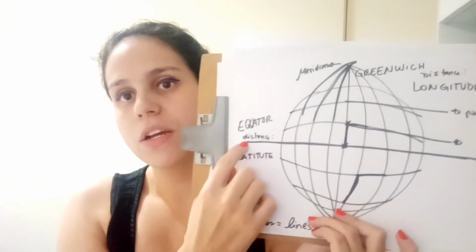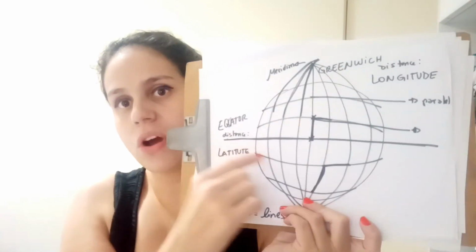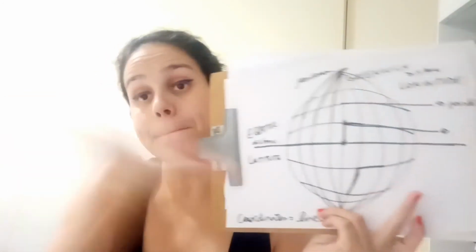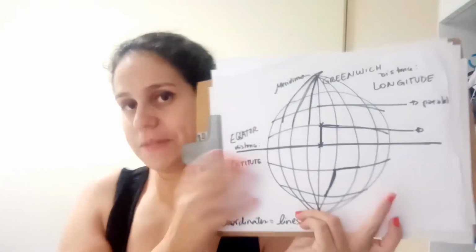And there is another line, a vertical line, that is called the Greenwich meridian. Okay? And then look here. We have the equator, that is a horizontal line, and all the other lines that we divide the Earth with are parallel to the equator. So these lines are called parallels.